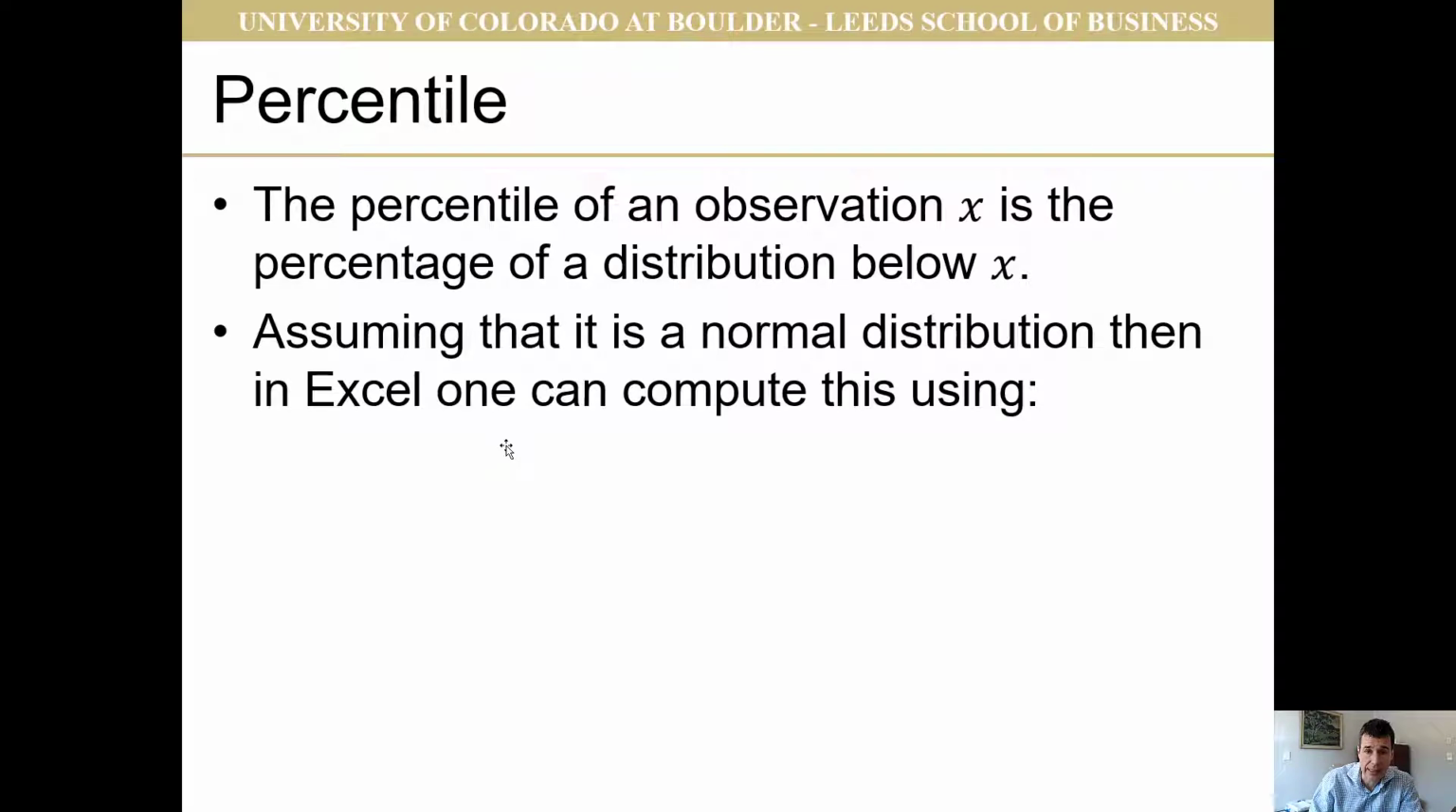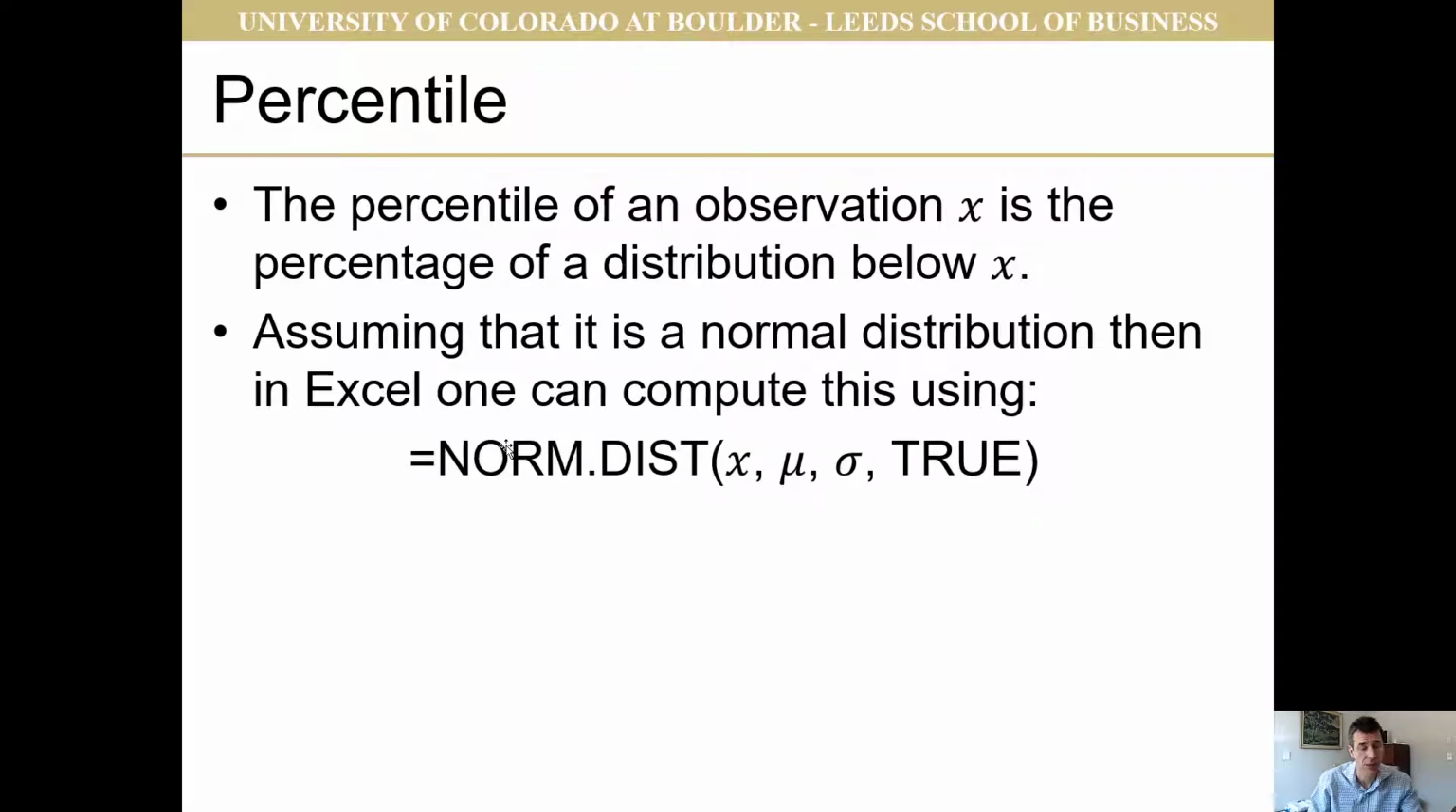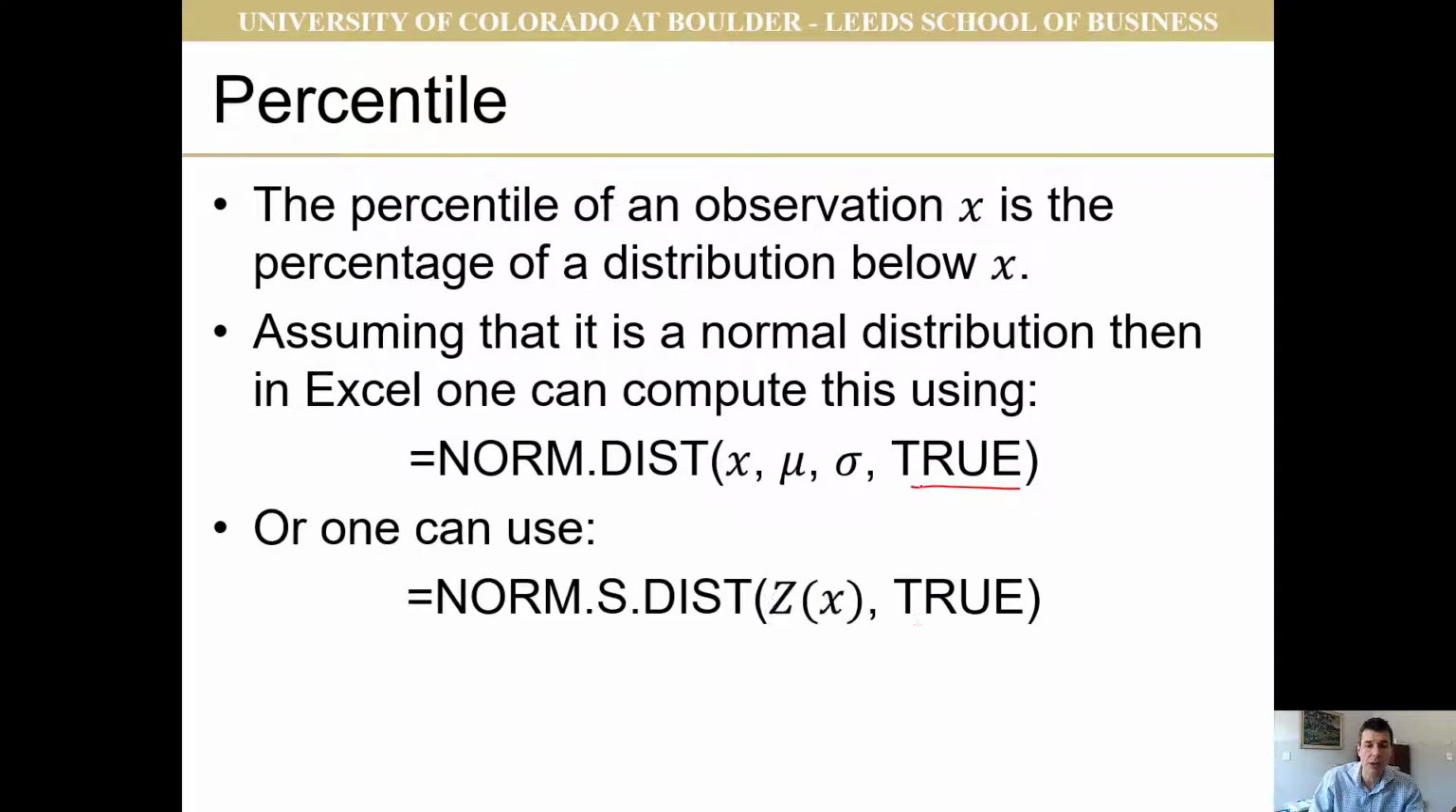So in Excel, we can use one of two functions, norm.dist. So norm.dist is going to tell us the cumulative distribution below x, where the mean is mu, the standard deviation is sigma, and we have to put true for the last parameter. If we put false, we will get the probability density function. But for now, and all we really care about in this course, we always set this to true. Alternatively, we can do norm.s.dist of the z-score of x, and again, true.